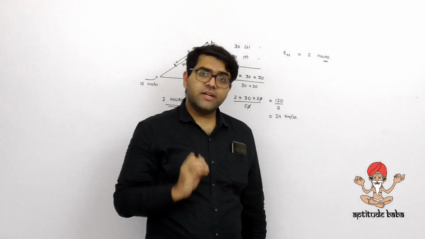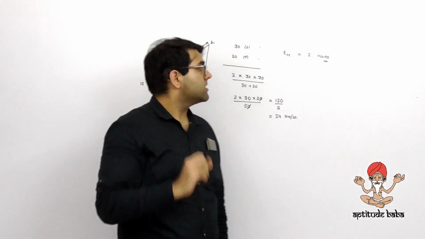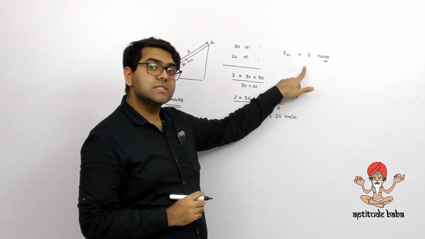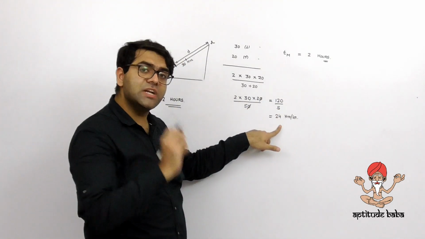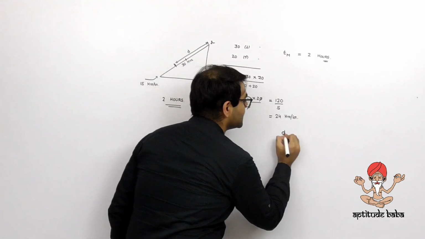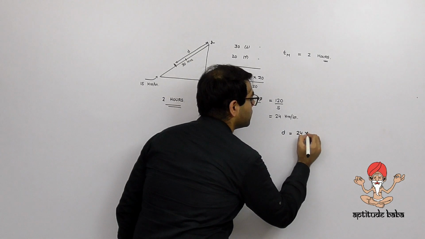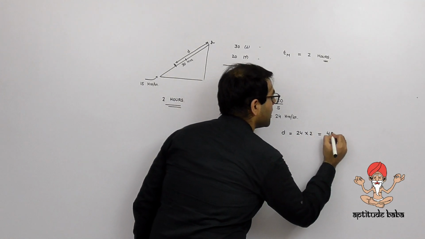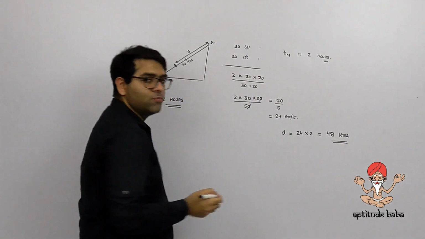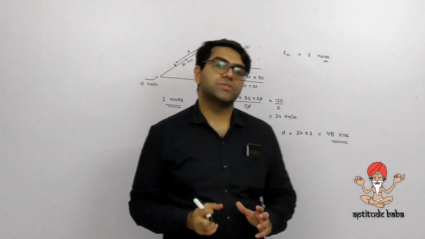Now we have already deduced that the monkey was traveling for a total of 2 hours. If the monkey was traveling for a total of 2 hours and its average speed was 24 kilometers per hour, can I say that the total distance traveled by monkey is nothing but 24 into 2, or perhaps 48 kilometers? Hopefully we are able to understand this question.